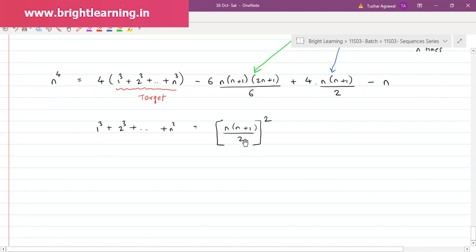So you can memorize this as the summation of cubes. Summation of cubes is n into n plus 1 upon 2, which is simply the summation of the bases. So it is just the summation of the bases, complete square.